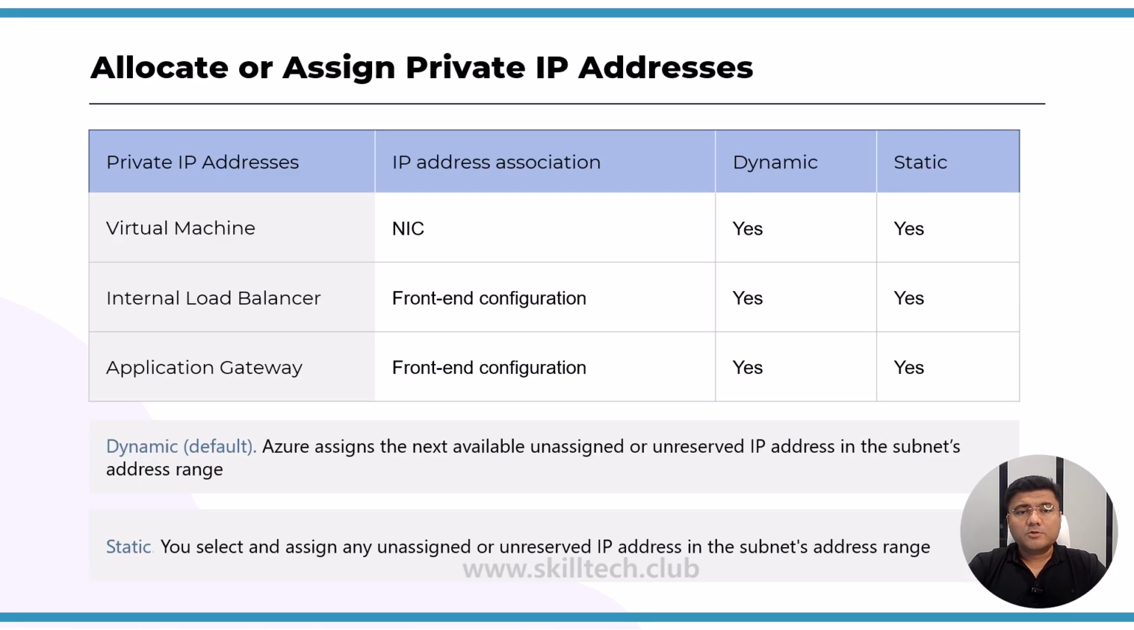When you check here, most of the time when you're dealing with private IP addresses, they can be associated with your virtual machines, internal load balancers, or application gateways. Remember, as these are private, they are not going to be available publicly on the internet. You can keep them dynamic or static. A dynamic configuration means Azure automatically assigns the next available unassigned or unreserved IP address in the subnet's address range. When you want static, you can select and assign an unassigned or unreserved IP address in your subnet's address range. So basically you take care of that yourself, or you want Microsoft to take care of it using Azure. That is something you can decide.